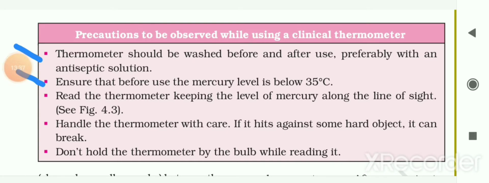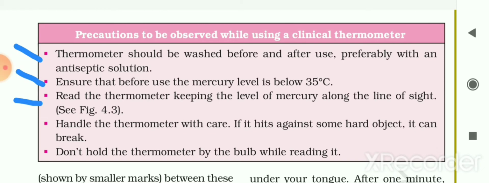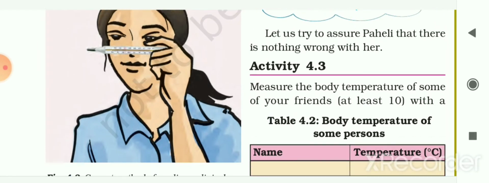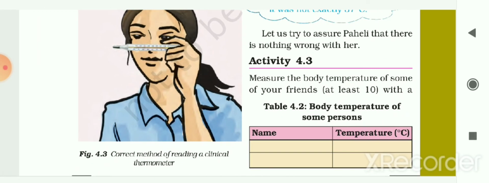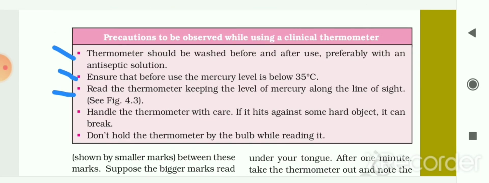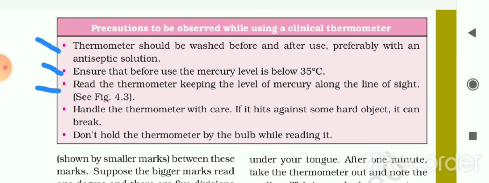The next precaution is to read the thermometer keeping the level of mercury along the line of sight. For that, figure 4.3 is shown to you here. This is the correct method for reading a clinical thermometer. You have to keep your thermometer straight along the line of sight. The next precaution is to handle the thermometer with care, because if it hits against some hard object, it can break. So handle the thermometer carefully.